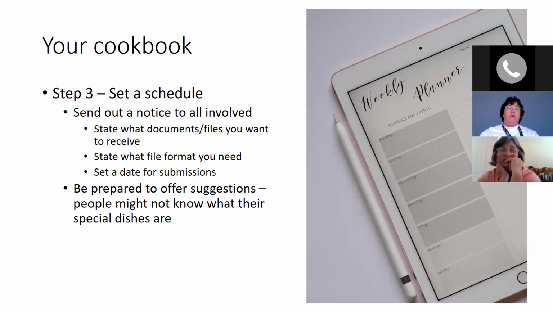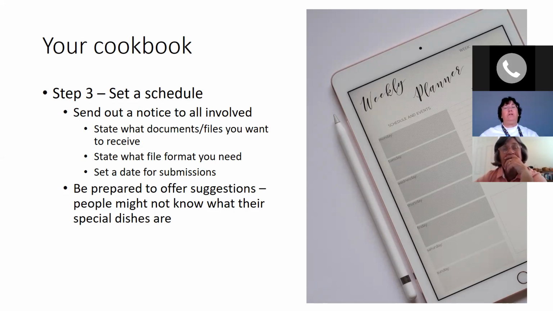If you are going to be asking for recipes from family members, or if you're going to be doing this project in conjunction with an organization or a club, and you're going to be soliciting information from other people, all right, send out a note to these people. State what sort of document or files you're wanting to receive. It could just be the ingredients list with the step-by-step instructions. It could also be requesting a photo of the food also, all right?